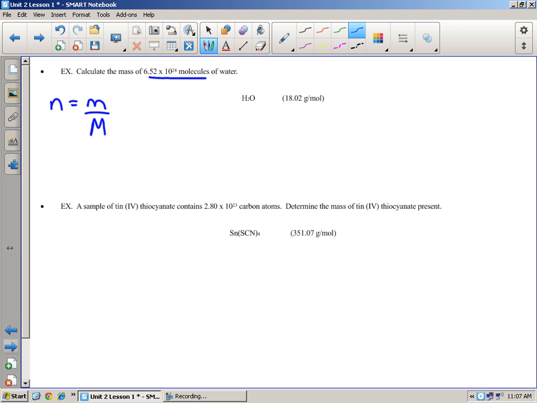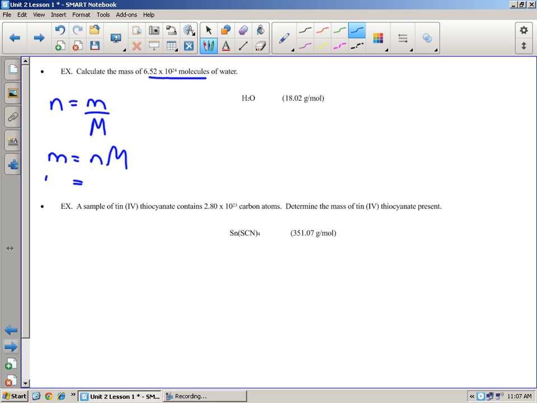Obviously, we're looking for little m, so maybe it's beneficial for you to solve for little m. It's actually that there, solving for little m, mass. If I'm going to use this formula, I need to know n and I need to know big M. I already know big M, I actually told it to you in this question. I probably won't in most cases, but just to save some time here today.